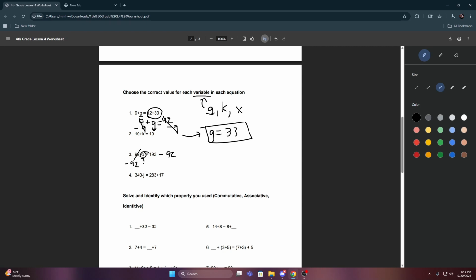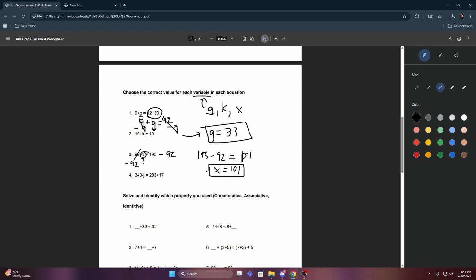So if 92 here minus 92 is 0, right? So it's just X on the left. And then on the right side, if you do 193 minus 92, you will end up with 101. So you can say that X is equal to 101, and this will be the unknown value that you have found.